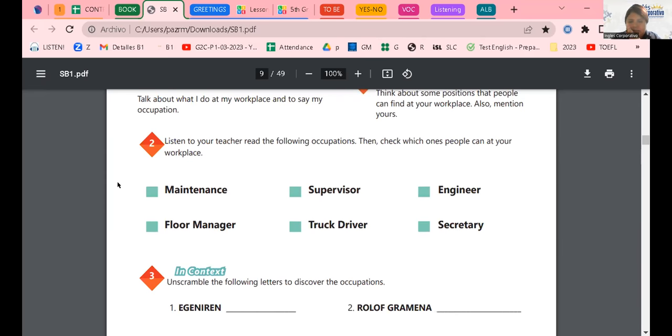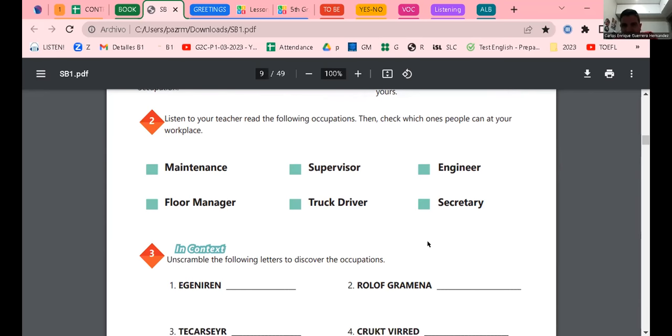Okay, so look at this. In here, we have some occupations. Listen and read the following occupations. And then check which ones fit your workplace. Maintenance, your manager, supervisor, truck driver, engineer. Secretary, right? Okay. So in here, you just have to check the ones that people in your workplace do.